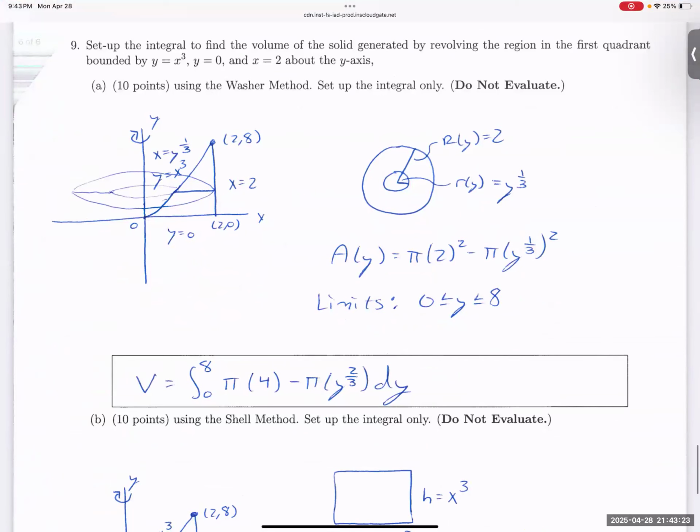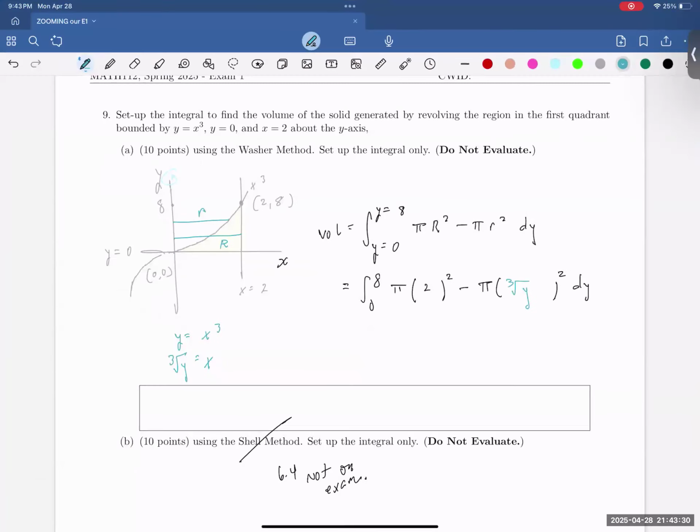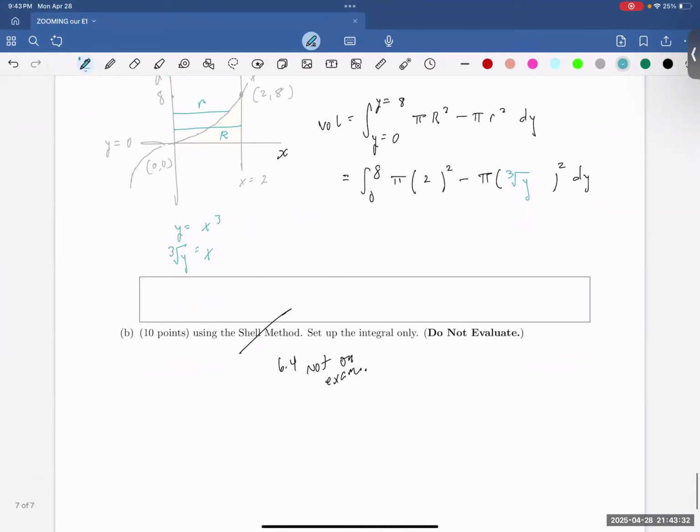Yeah. So they listed 4 and they listed y to the 2/3, but also fine. Okay. I know that takes a while, but maybe that's helpful.